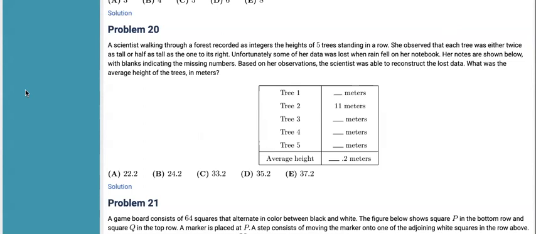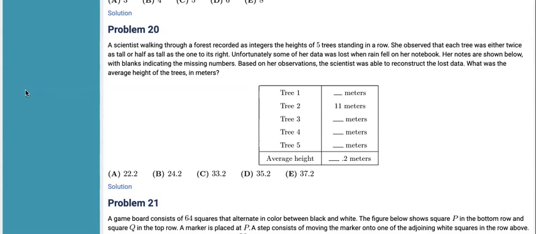Unfortunately, some of our data was lost when rain fell on a notebook. Notes are shown below. Based on our observations, the scientists were able to reconstruct the lost data. What was the average height of the trees in meters? Well, that's kind of a pain, right? Well, obviously tree 1 is 22 because you can't divide by 2. They're integers. Tree 3 is obviously 22 as well. Now the real question is tree 4 and tree 5.